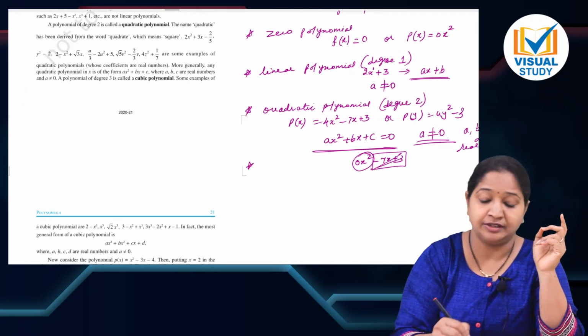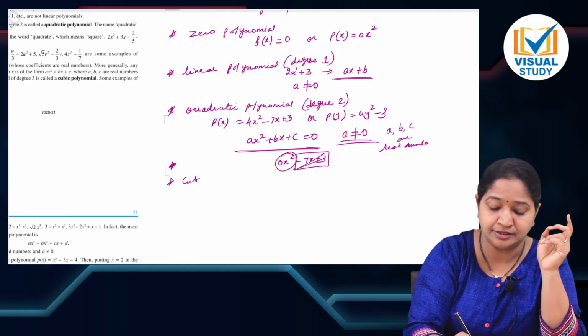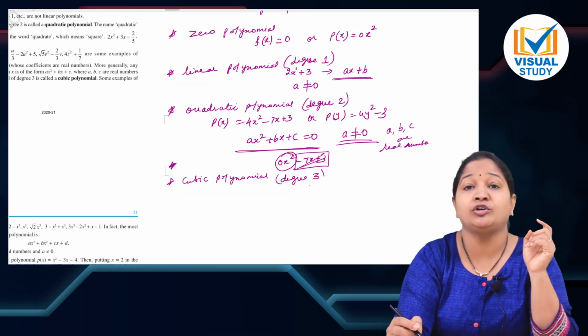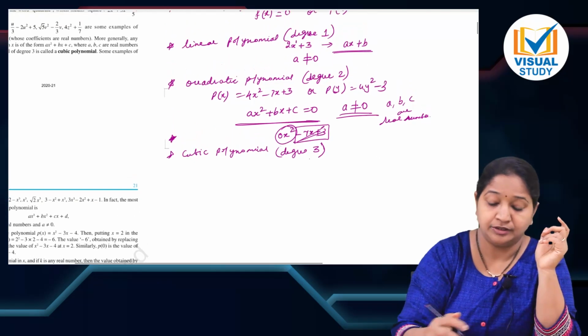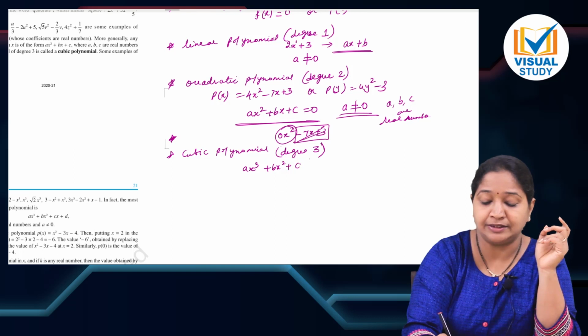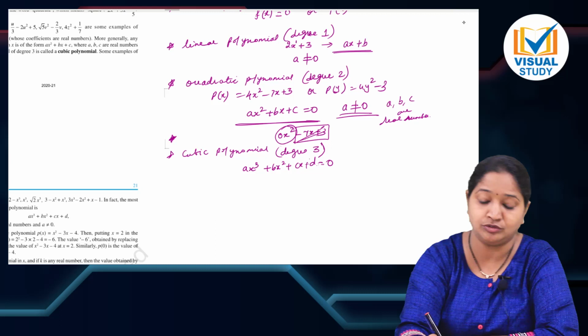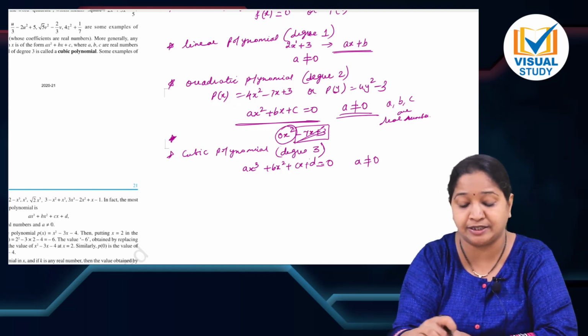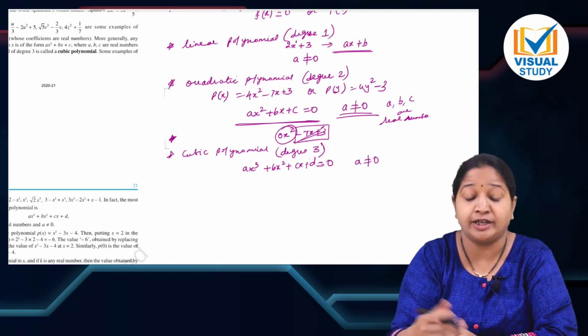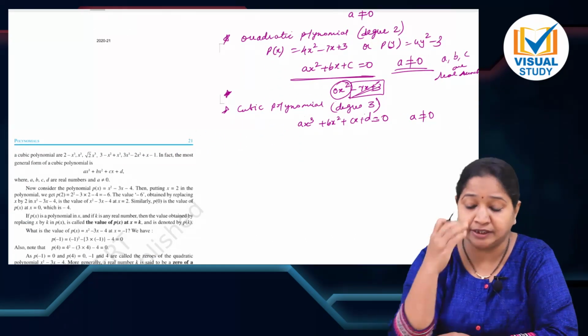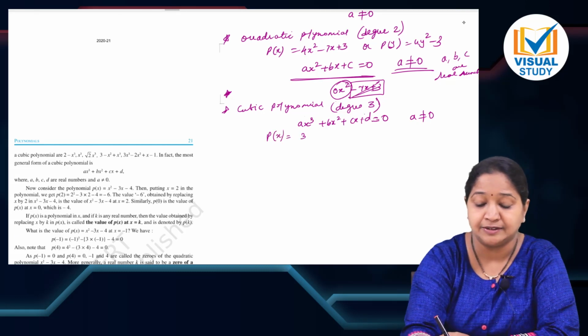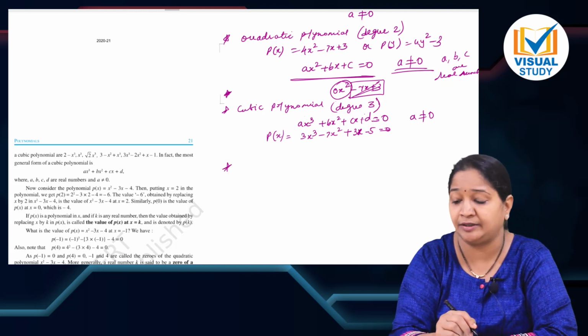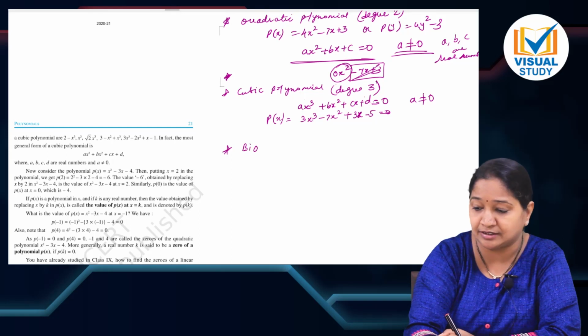The next one is the cubic polynomial. What is a cubic polynomial? A polynomial with degree 3. The standard form of this is ax cube plus bx square plus cx plus d is equal to 0, and your a should not be equal to 0. Same thing: if a is 0, then your polynomial becomes bx square plus cx plus d. You don't have x cube, then it is not a cubic polynomial. So with degree 3, it is known as a cubic polynomial. Example is 3x cube minus 7x square plus 3x minus 5 equal to 0. The degree is 3.